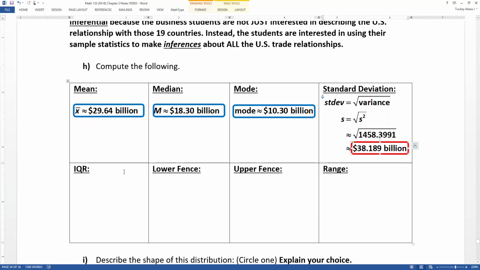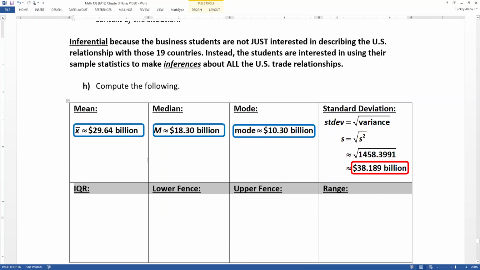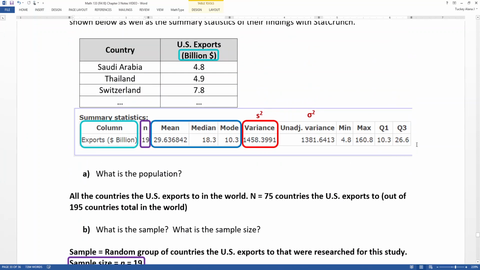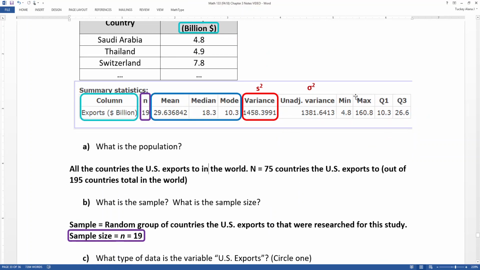All right, now what about the IQR, the lower fence, the upper fence, and the range? Well, those are all found with the 5-number summary, which 4 of those numbers are here on the back right end of this box: the min, the max, Q1, and Q3. The median is the only one missing, and that's because the median's farther over to the left. All right, so let's start with the range. It's easy. Range is the difference between min and max, which is max minus min.